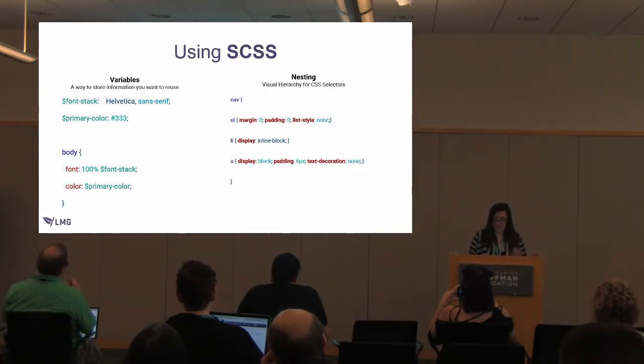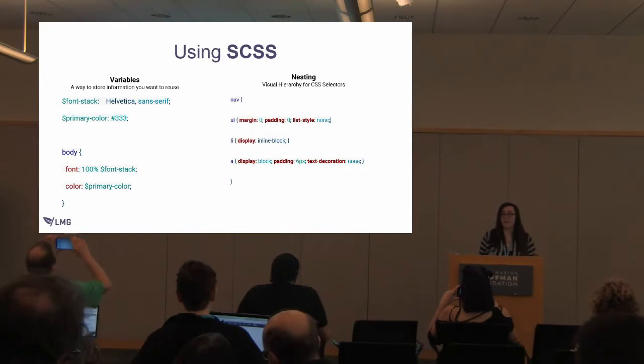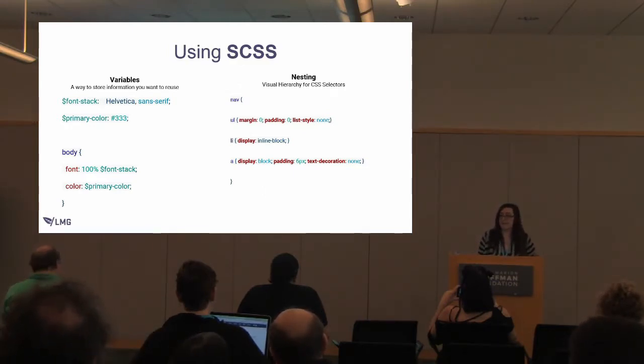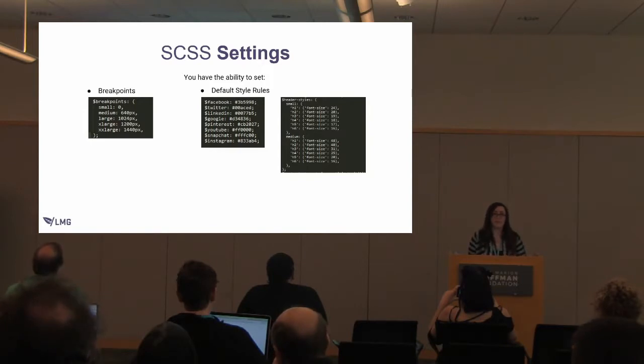Super easy. So the next thing is nesting. All this is a visual hierarchy for your CSS selectors. So this is going to be a really easy way to organize all of your styles. Instead of having a nav UL, nav LI, nav A on separate lines, you can just have one parent nav, and then every element under that parent, you can just put in the nest. Super easy. You can also, in your settings.scss file, set breakpoints. This will be for your responsive design. So if you want something to be mobile at a certain size, this is where you'll set it. You create a breakpoints variable, and then you do a small size, medium size, large size, however you want that to be.